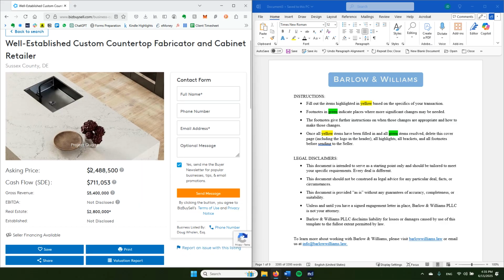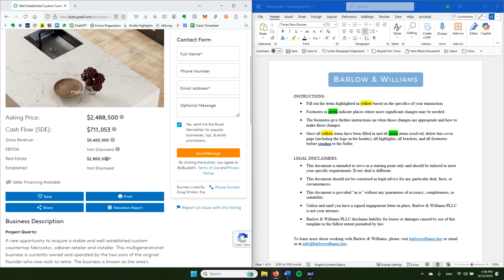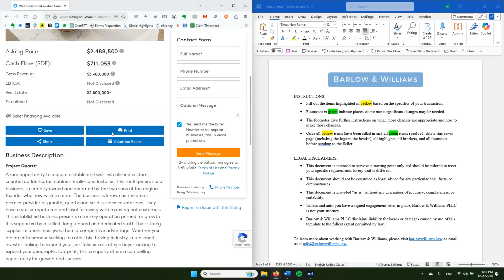But they're asking a little under 2.5 million, showing an SDE of a little over 700K, so not showing EBITDA. So they are showing SDE, which would include the owner's salary. That's often the biggest difference between SDE and EBITDA. So this is asking roughly 3.5, 3.6 times SDE. It says that there is 5.4 million in revenue.